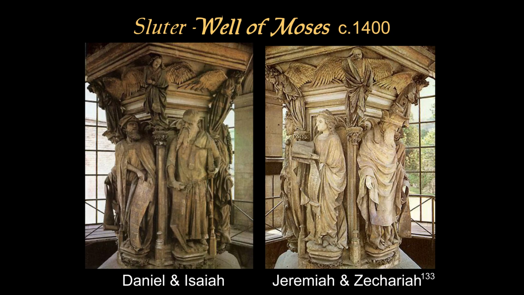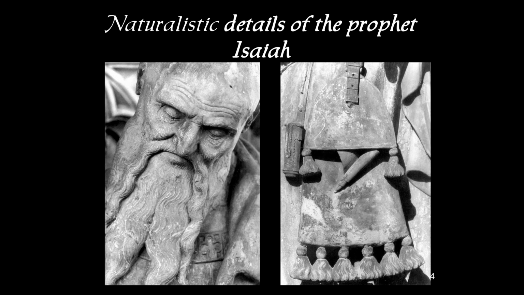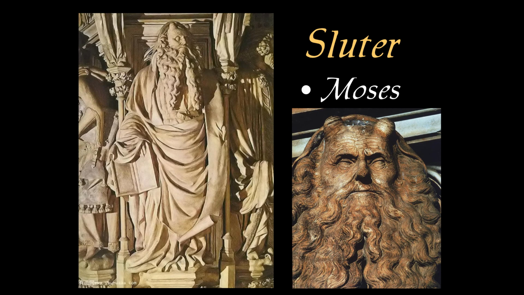There are 6 figures here, so let's look at some of the others. We have the figure of Daniel and Isaiah, and then Jeremiah and Zechariah. And here are some of the details of the prophet Isaiah. And you can see the beard, the wrinkled face, and this pouch or purse that he has with the fringe hanging down. And this must be actually where he keeps his writing instruments. See some of that. Okay.